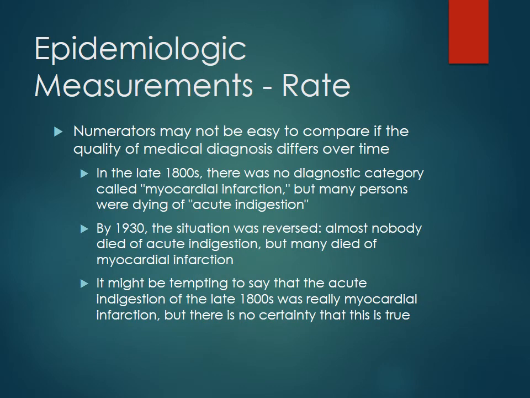The numerators may not be as easy to compare if the quality of medical diagnosis differs over time. Say, for instance, in the late 1800s, there was no way to diagnostically categorize myocardial infarction, but certainly a lot of people died of acute indigestion, right? By 1930, the situation was reversed, and almost nobody died of acute indigestion, unless you maybe went to Texas de Brazil and had a really bad night, but many died of myocardial infarction. So can you compare people diagnosed with acute indigestion who died in the 1800s versus people who die of myocardial infarction nowadays? No, right? Because the diagnoses and definitions are completely different.